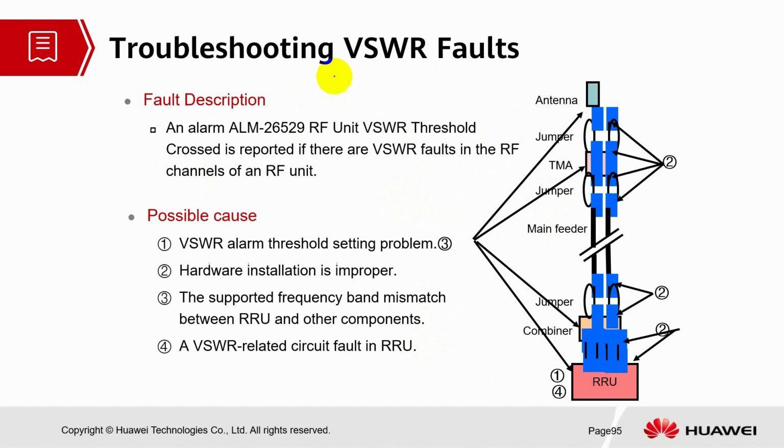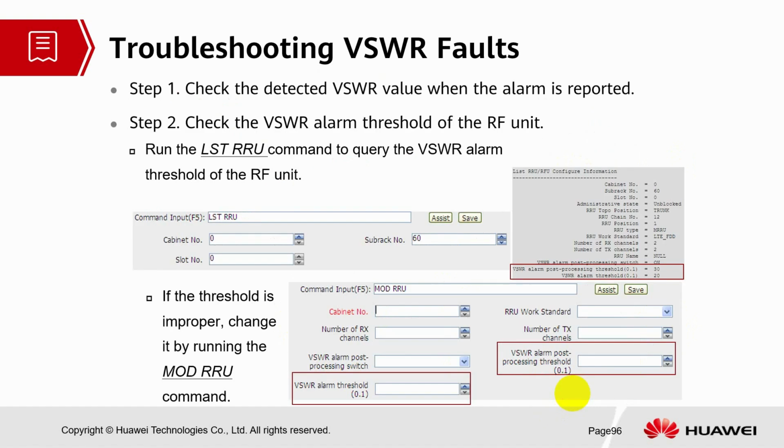So how to troubleshoot a VSWR fault? The fault description: an alarm was reported. RF unit VSWR threshold crossed is reported if there is a VSWR fault in the RF channels of an RF unit. The possible causes could be a VSWR alarm threshold setting problem, improper hardware installation, supported frequency band mismatch between the RRU and other components, or a VSWR related circuit fault in the RRU. So this is problem 1, problem 2, problem 3 and problem 4. Let's see how we can troubleshoot.